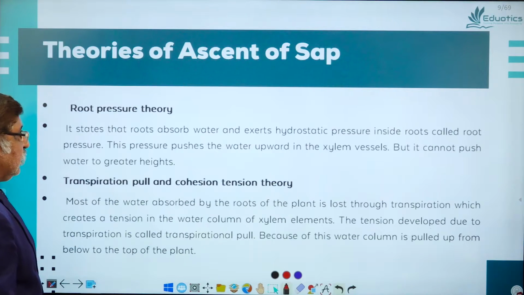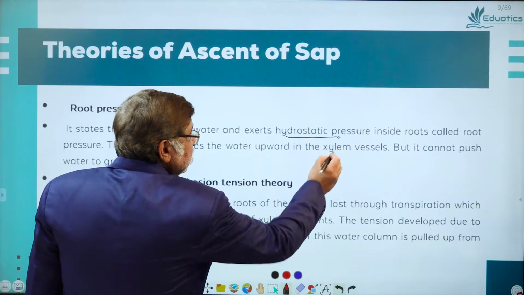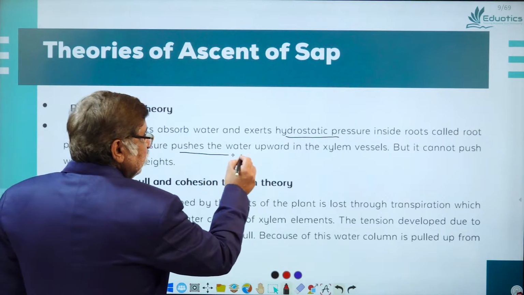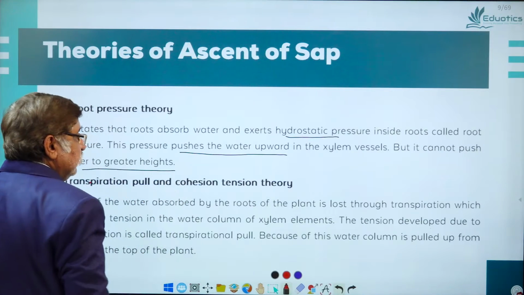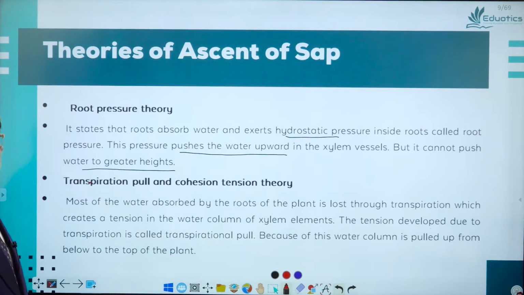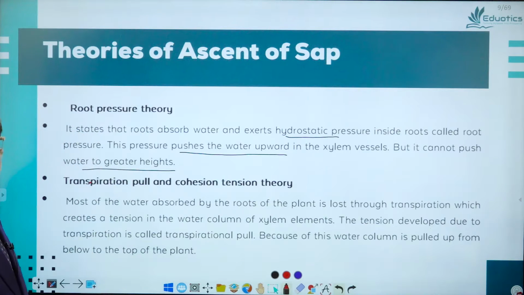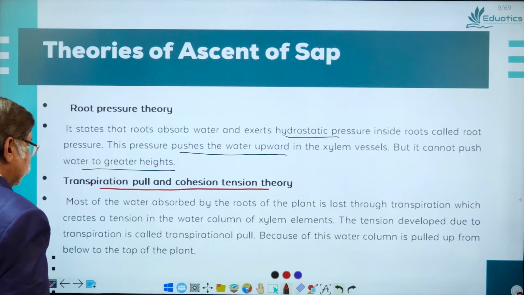Root pressure theory states that roots absorb water and exert hydrostatic pressure inside the root, called root pressure. The pressure pushes the water upward in the xylem, but it cannot push the water to greater heights. That's why I said this is not the most acceptable theory at all. It can be applicable to small plants, but not to trees which are 100 feet high. So this is where the transpiration or cohesion force theory came into existence.